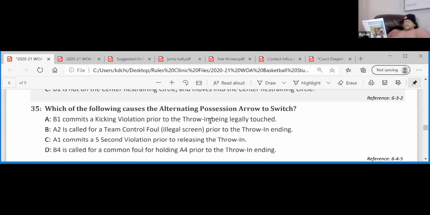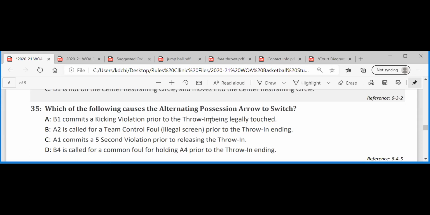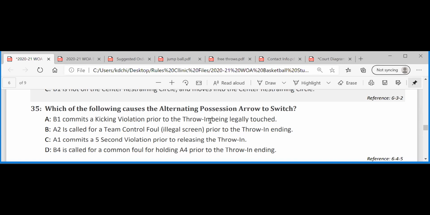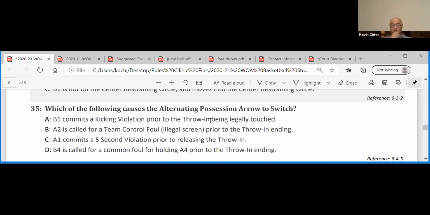5-second rule, right. Throw-in and the violation, the arrow would switch. And B gets the ball. C then. Okay. One thing to keep in mind is, on an alternating possession, if you're throwing the ball in and there's any kind of foul, you're not going to switch the arrow. Just a rule of thumb. It's a very common mistake.